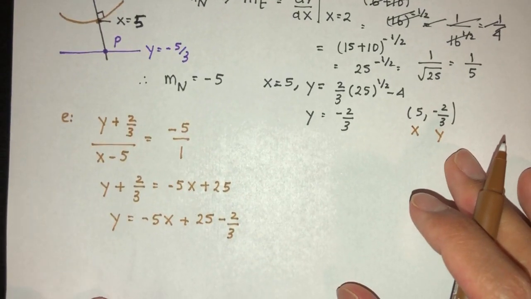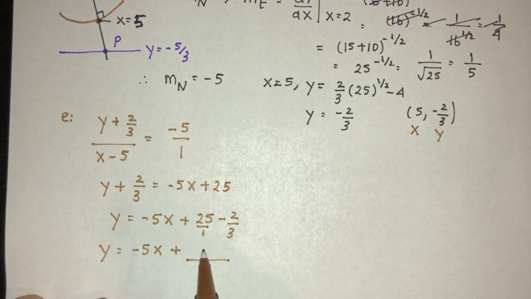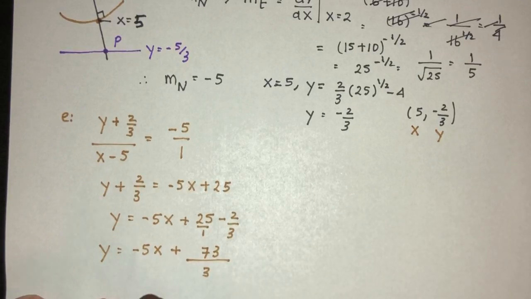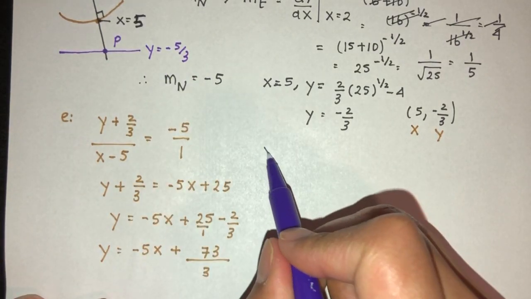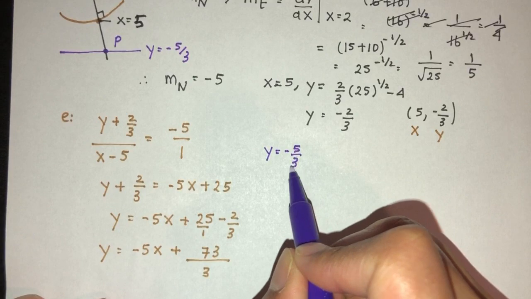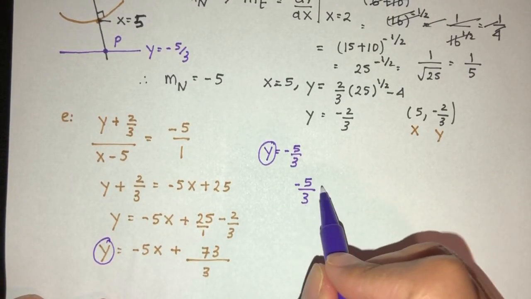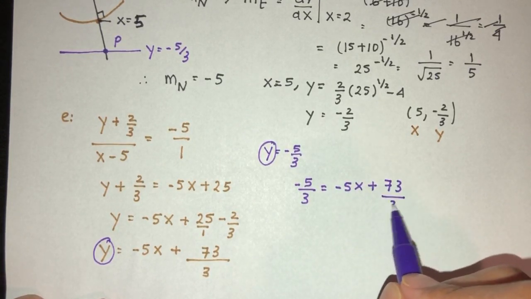We can simplify this again. Let's make it the same base. So 25 times 3 will be 75, minus 2 is 73. Okay, now from this, what else do we have? So this is the equation of the normal. It means the line, this line. So we have y equal to minus 5 over 3. Replace this, and you will have minus 5 over 3 is equal to minus 5x plus 73 over 3.